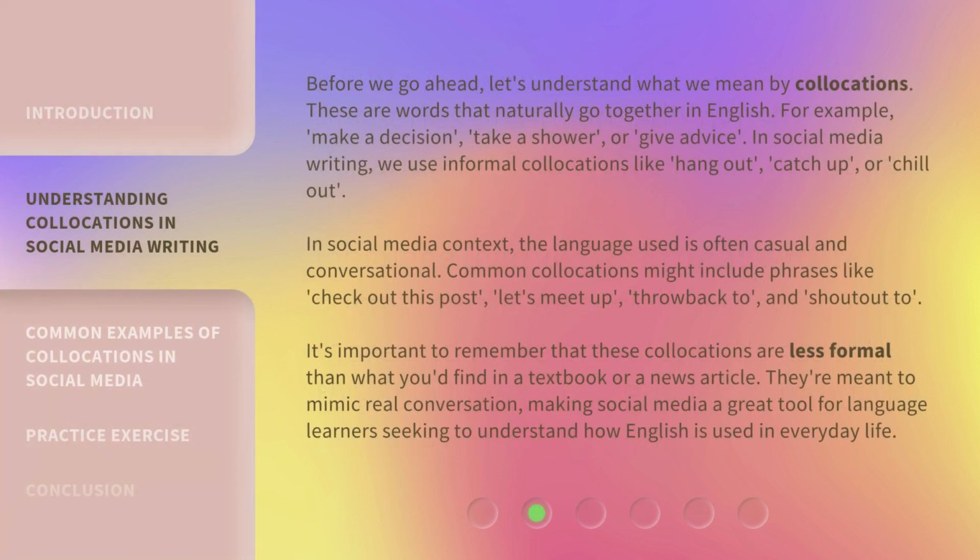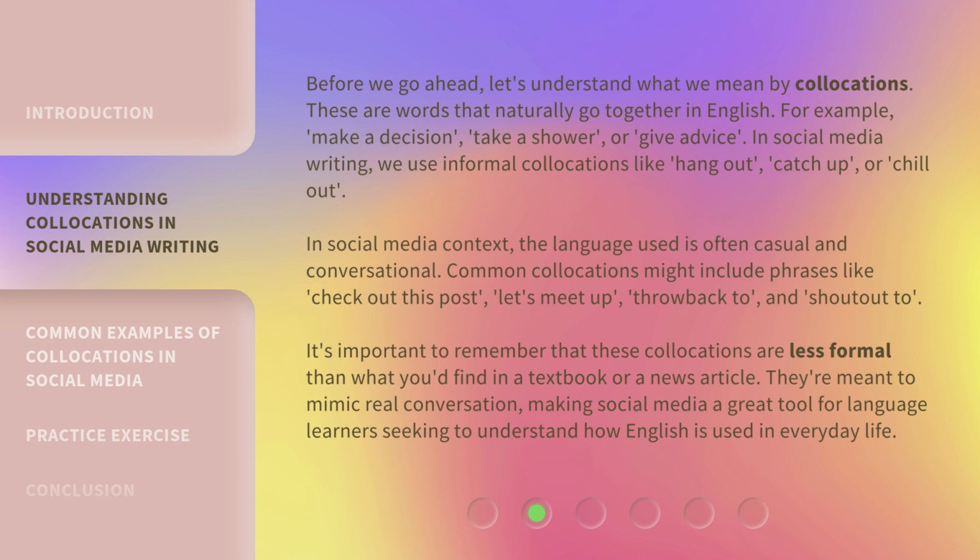Before we go ahead, let's understand what we mean by collocations. These are words that naturally go together in English. For example, make a decision, take a shower, or give advice. In social media writing, we use informal collocations like hang out, catch up, or chill out.